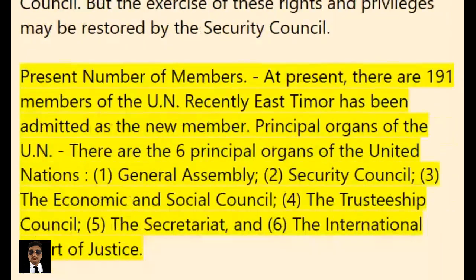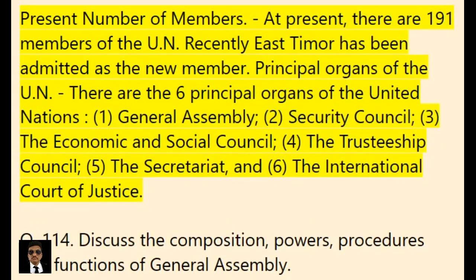Present number of members. At present, there are 191 members of the UN. Recently, East Timor has been admitted as the new member. Principal organs of the UN. There are 6 principal organs of the United Nations. 1. General Assembly. 2. Security Council. 3. The Economic and Social Council. 4. The Trusteeship Council. 5. The Secretariat. And 6. The International Court of Justice.